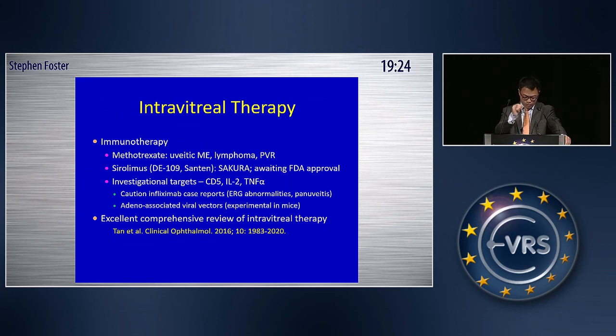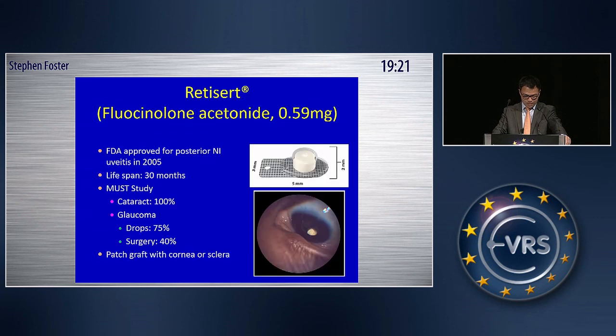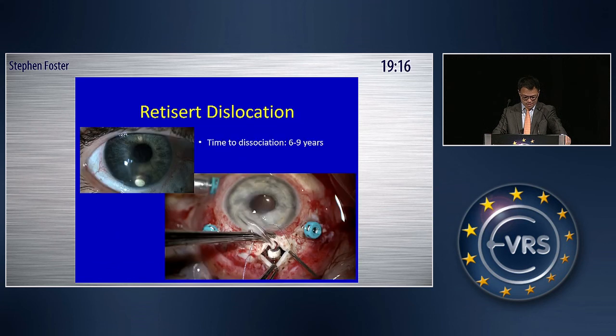So there's a very good comprehensive review on all the intravitreal therapy in this paper here. And finally, Retisert, which I touched on yesterday. I have seen a lot of Retisert dislocation, and I'm sure some of you have. Usually the time to dislocation is 6 to 9 years after the implantation, and it's sad because the implant only works for 2.5 years, and so the patients think they're doing great, and then suddenly they have an implant dislocation.